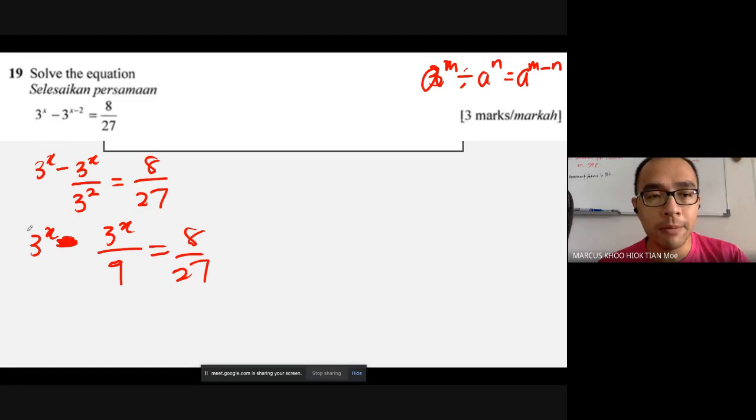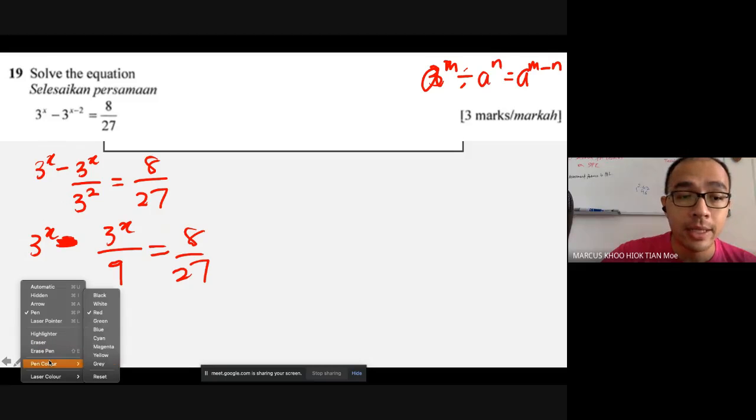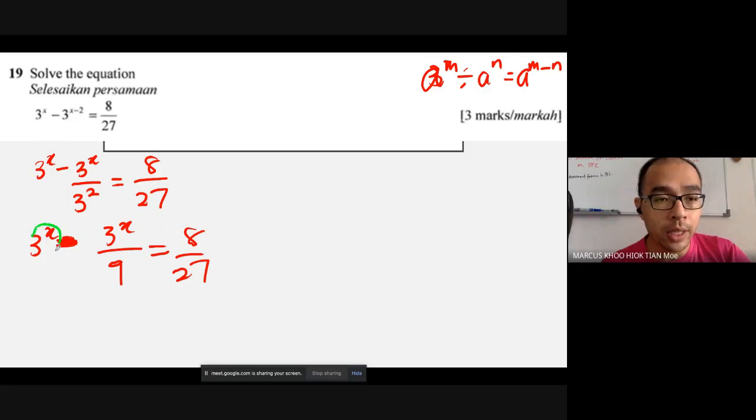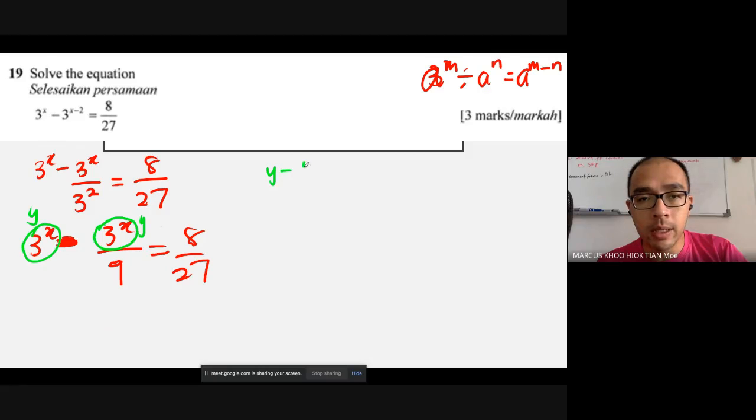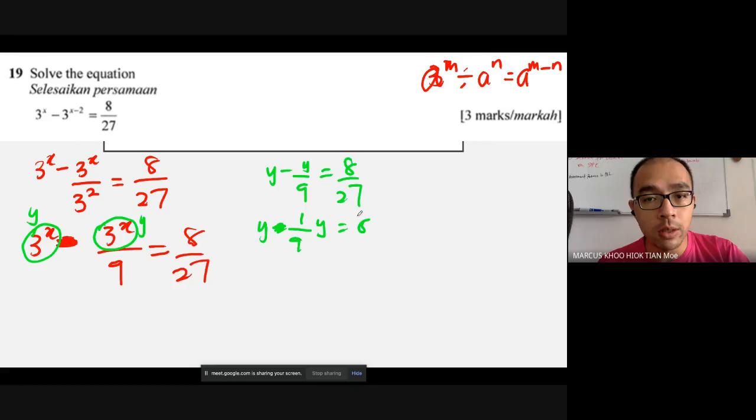Now once I come here, it takes a little bit of skill, but I hope you can see that if I replace this 3 to the power of x with a different letter, let's say y, I will actually get y minus y over 9 equals 8 over 27. Now, y over 9 is actually 1 over 9 y. So this one, no number in front means the number is 1. So 1 minus 1 over 9 is actually 8 over 9 y equals 8 over 27.